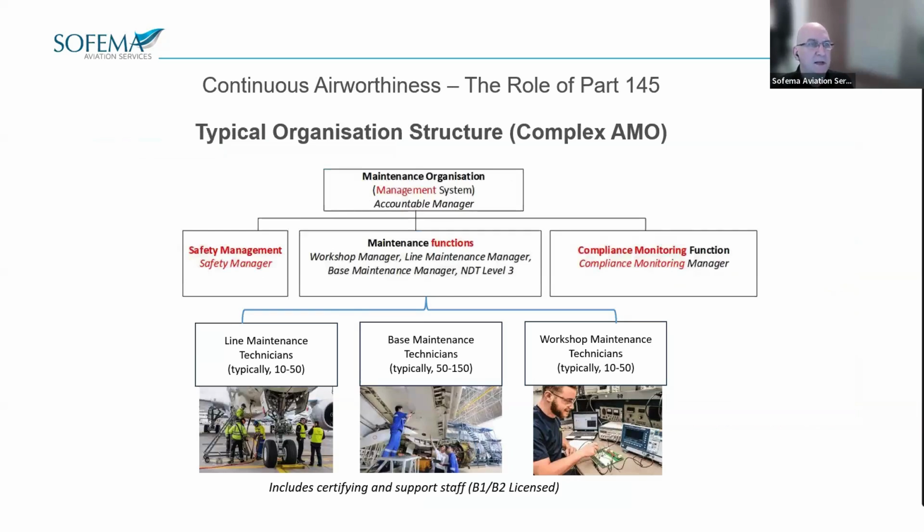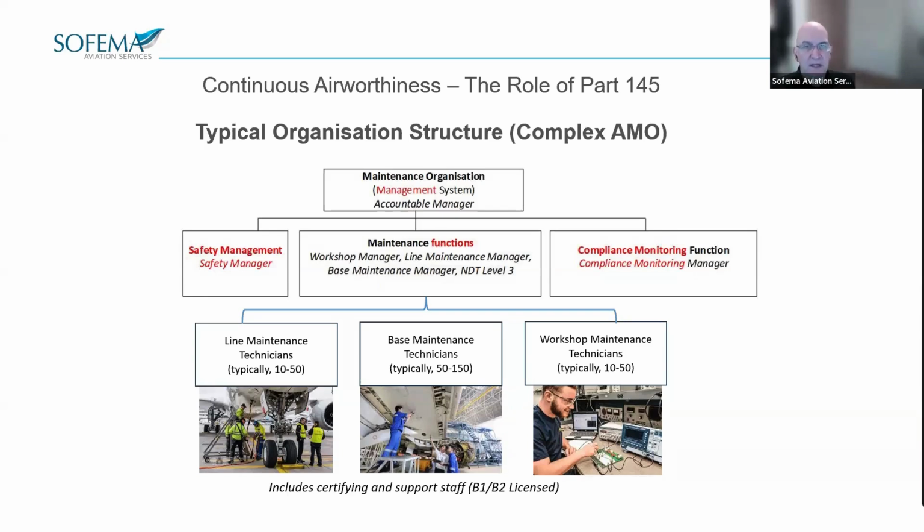This is the typical organisation structure of a complex AMO. You can see here, depending on the size of the organisation, the Part 145 maintenance functions can be divided under nominated persons or combined in any number of ways. However, a maintenance function cannot be combined with the compliance monitoring function. They've got to be independent. So the maintenance functions include maintenance and safety training, performance and certification of maintenance, equipment and component procurement, facility management, production planning.